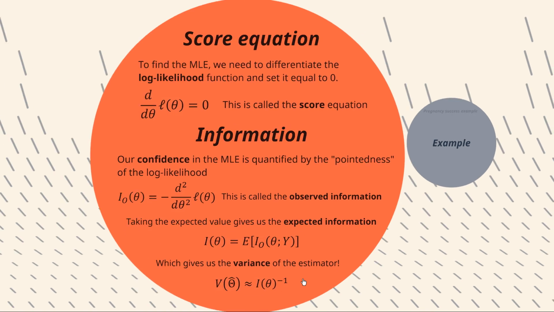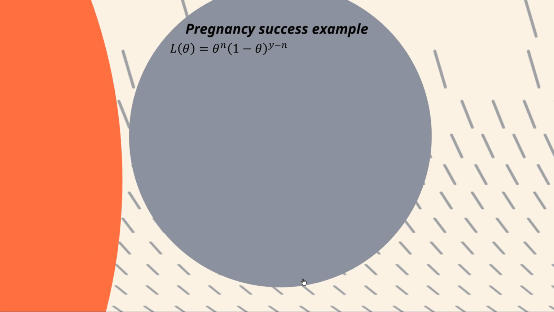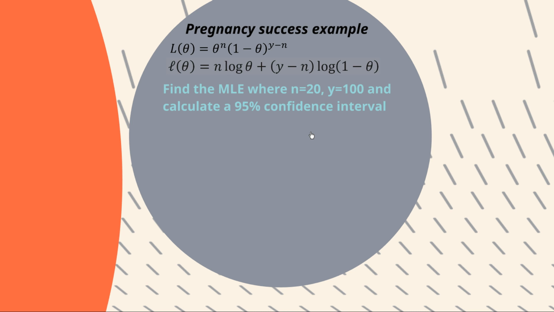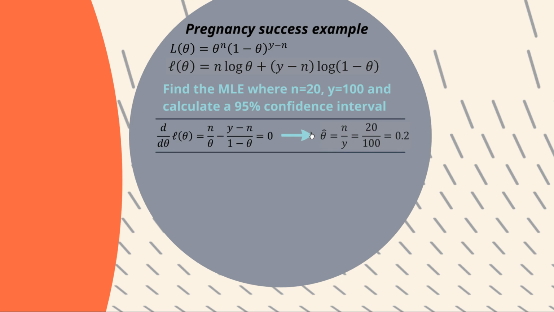So let's have a quick look at an example here to see how this plays out. Here is that pregnancy success example and the likelihood provided there. Now, to take the log of that likelihood, I'm not going to go through all of the log laws that got us this equation, but you can take it from me, that is the log of the likelihood above it. Now, if I'm going to try to find the MLE, where n is 20 and y equals 100, and calculate a 95% confidence interval, I'm going to need to differentiate once and differentiate twice to find this information.